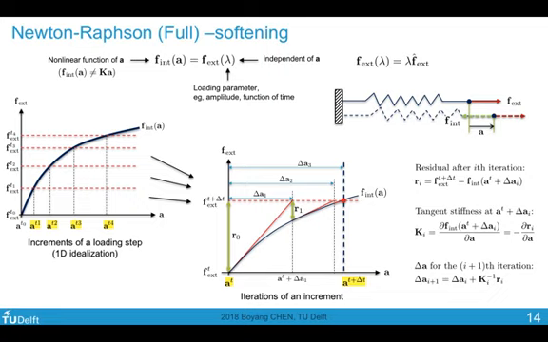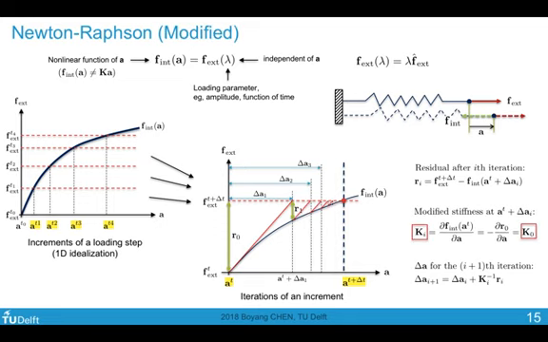So people came up with a modified Newton-Raphson, which means that I'm only calculating the tangent stiffness once in the increment. Basically, I'm going to use the first iteration, the beginning, starting tangent stiffness throughout the increment. What it means is that it's obviously cheaper because I only calculate the tangent stiffness and its inverse once, but the drawback is that it takes more iterations to converge.